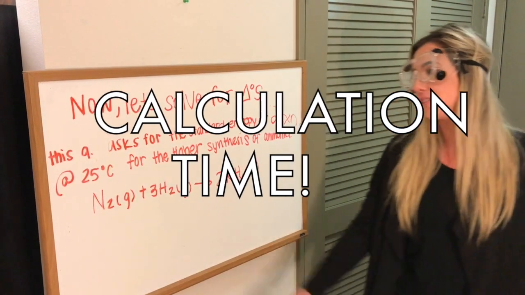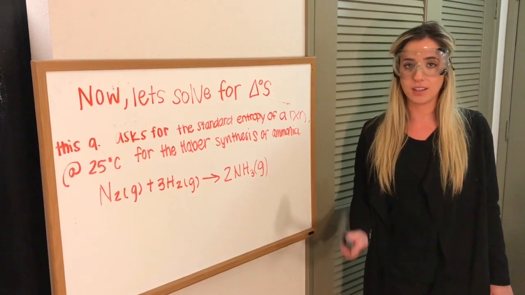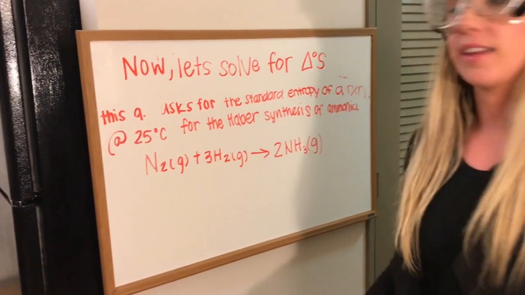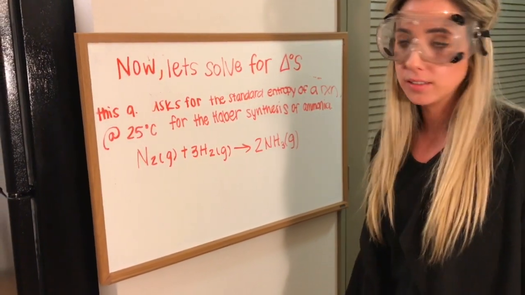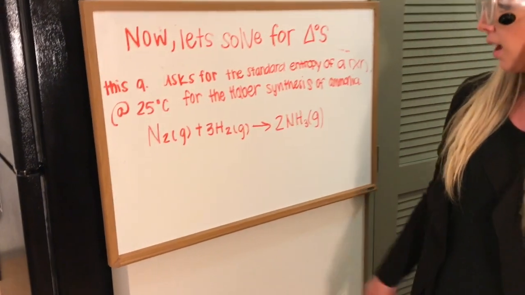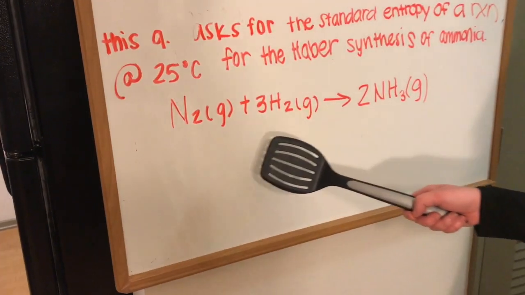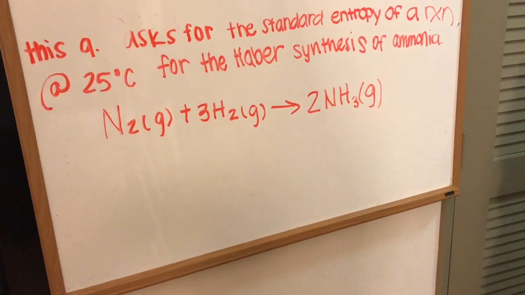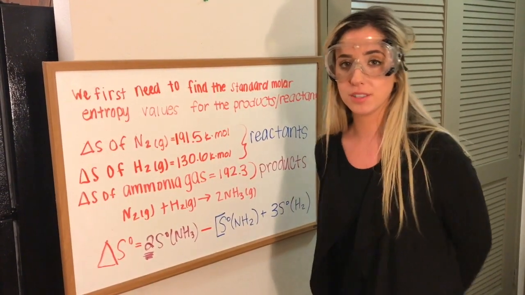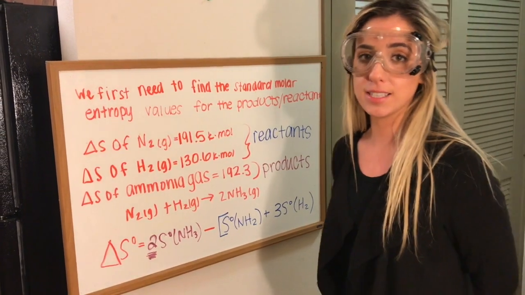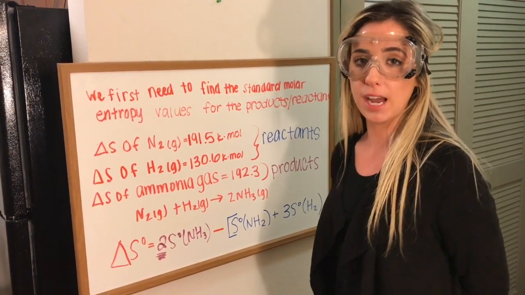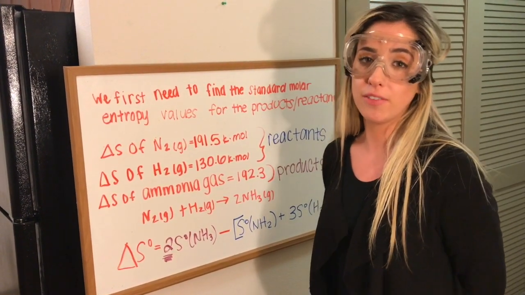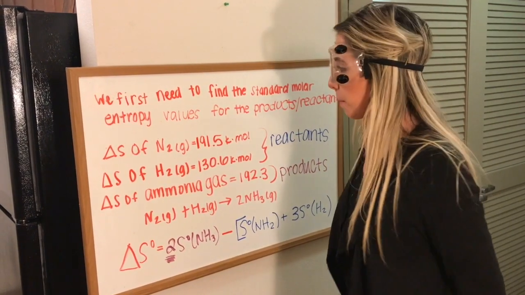So this question asks for the standard entropy of a reaction at 25 degrees for the Haber synthesis of ammonia. This reaction has nitrogen gas plus 3 moles of hydrogen gas producing 2 moles of ammonia gas. We will first approach this by finding the standard molar entropies of our reactants and products, which can be found at the back of your chemistry book.